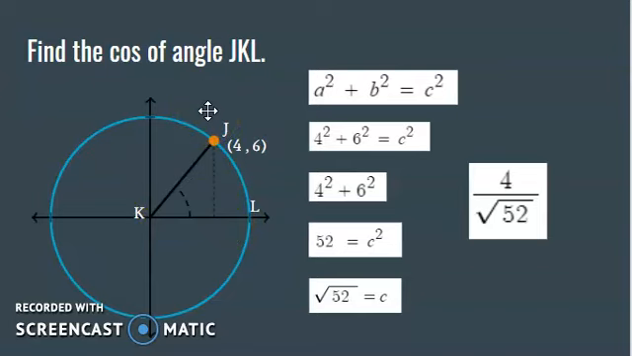To find the missing side of a triangle, we need to use the Pythagorean theorem, which is a squared plus b squared equals c squared. So 4 squared plus 6 squared would equal c squared, which is the missing side or the hypotenuse. So 4 squared plus 6 squared equals 52. So that would mean 52 equals c squared. To get c alone, we need to take the square root of both sides. So that means that c equals the square root of 52.